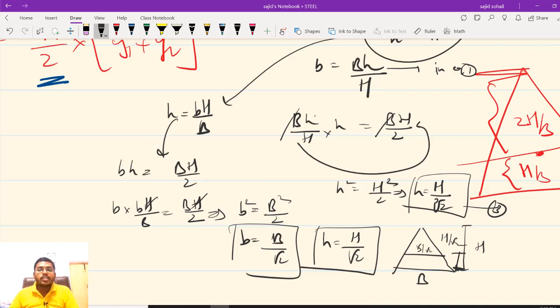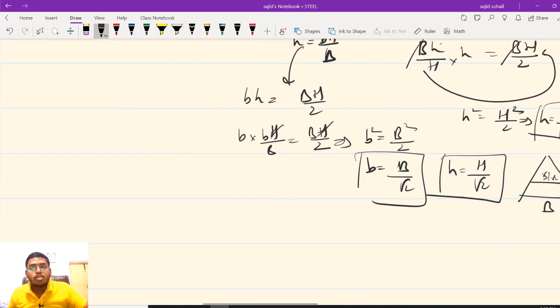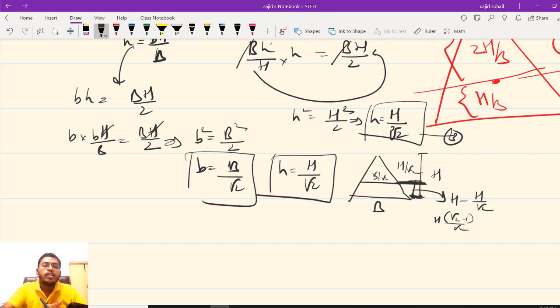What will be this distance? A जो distance है, what will be this distance? This distance will be nothing but capital H minus capital H by root 2. You can write it as capital H into root 2 minus 1 divided by root 2. You can simplify it and write it down. So let us just calculate it. कितना आ रहा है? So capital H into root 2 minus 1 divided by root 2. Just calculate it. You will be getting 0.293 H, right? So I got 0.293 H. Please cross check 0.293 H.